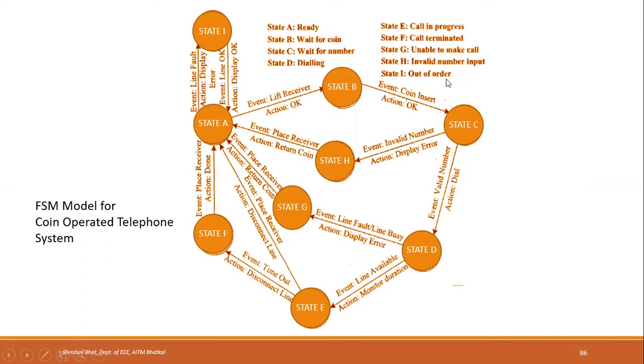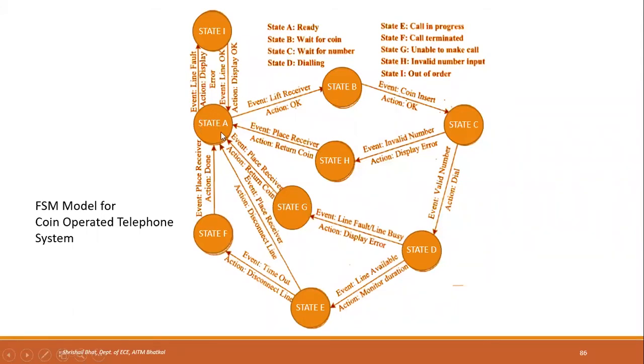Okay, so these are the 9 different states that can be there in an FSM model for a coin operated telephone system. Initially, it will be ready. It will be in the ready state. State A is the ready state.